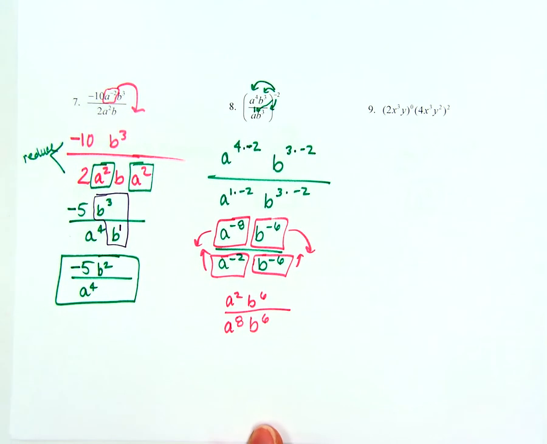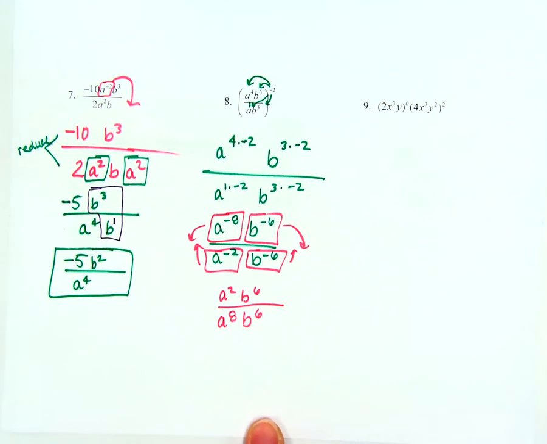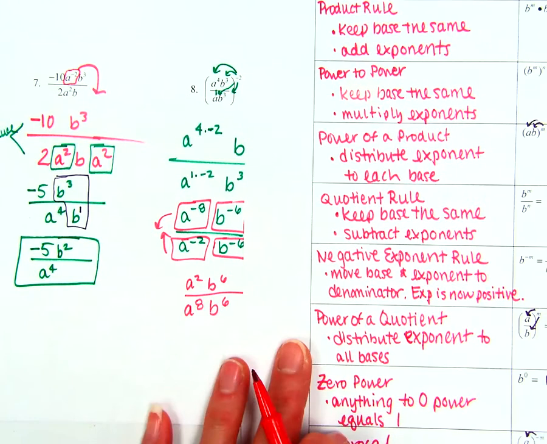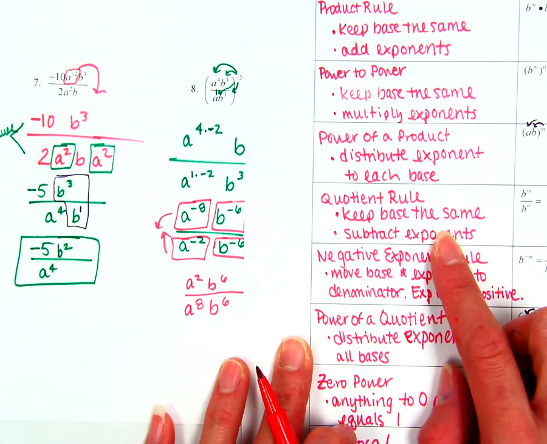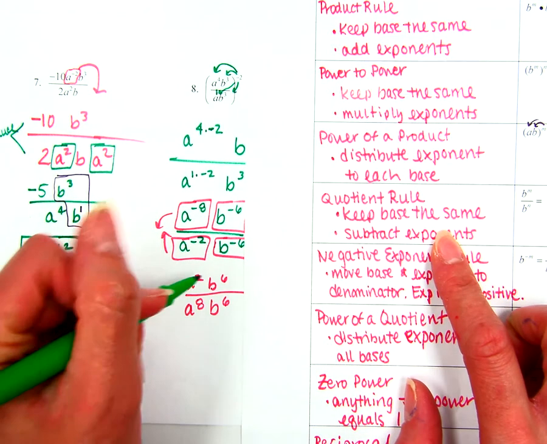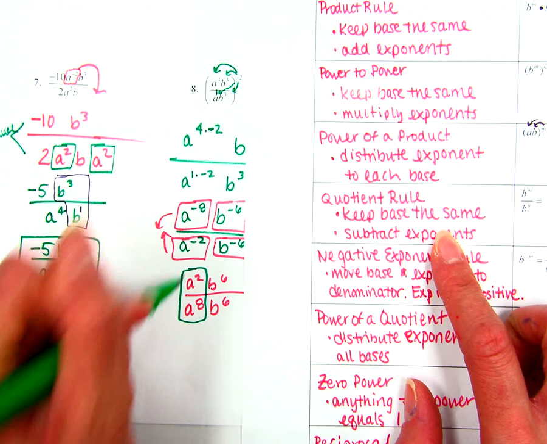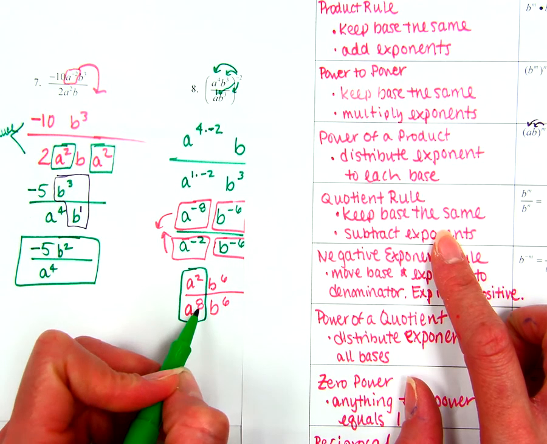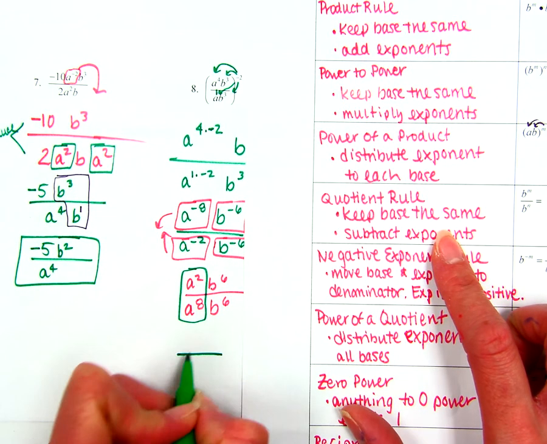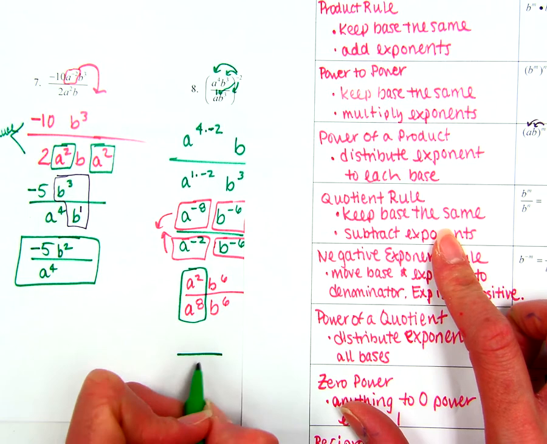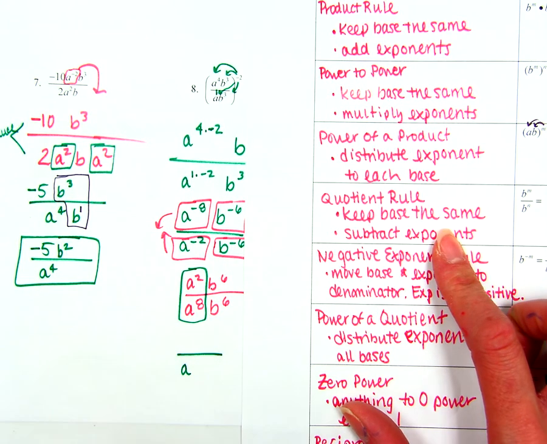All right, so now I'm going to use my quotient rule again. In my quotient rule, I look for the same base. So if my bases are the same, you just subtract your exponents. So I don't want to do 2 minus 8. I want to do 8 minus 2. 8 minus 2 is 6. So where did I have the bigger amount of exponents? It was in the bottom. So I'm going to put a to the 6th on the bottom.